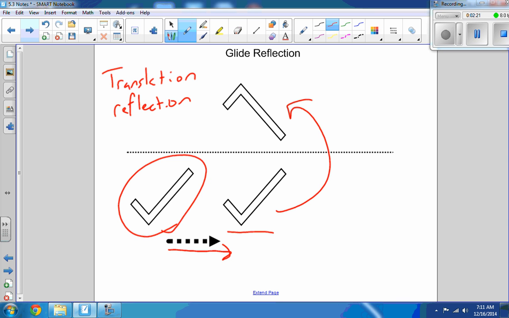And if you do it in the other fashion, it's fine too. If you do a reflection, then a translation, it's still a glide reflection. You're moving it and then reflecting, or reflecting and then moving it.